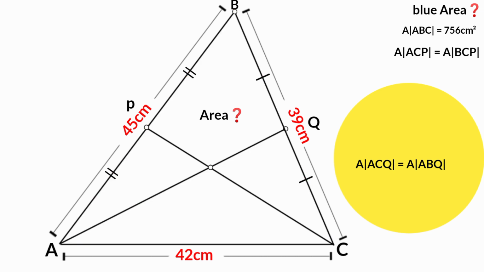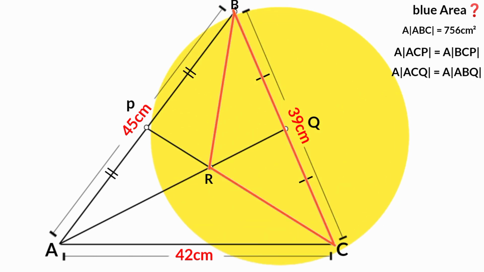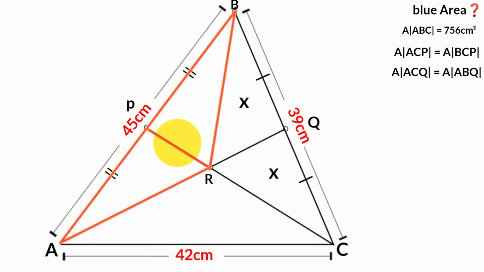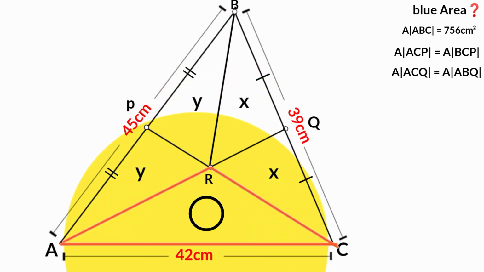The next thing we are going to do, we label this point R and draw another straight line from this point to this point. Now if you look, in this triangle also, this is a median. That is, the area of this triangle PQR and that of this triangle CQR are equal. So we assume their areas to be X. In this triangle, this also is its median. That is, triangle APR has the same area as triangle BPR. So we assume them to be Y each. Now if you come down to this triangle, assume its area to be Z.